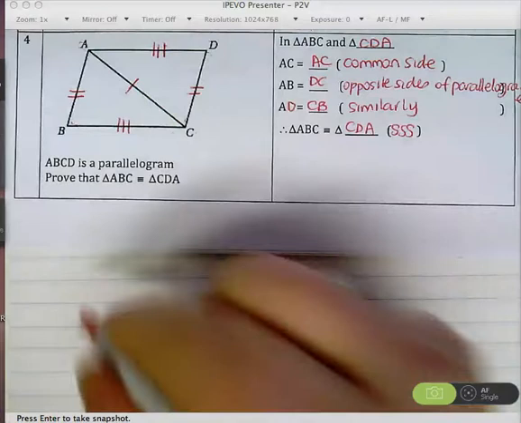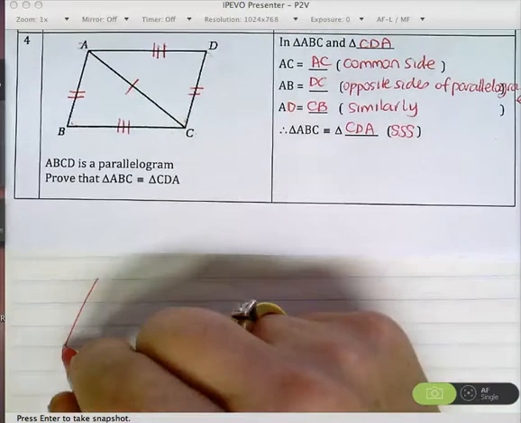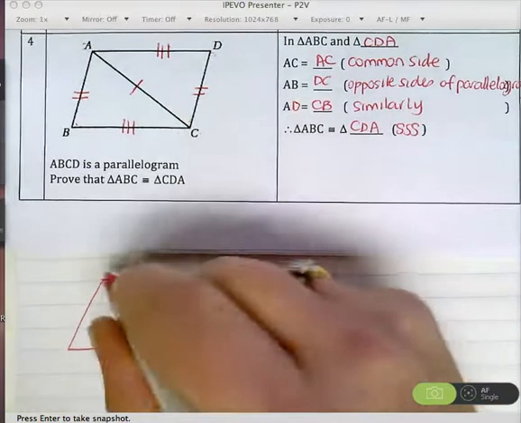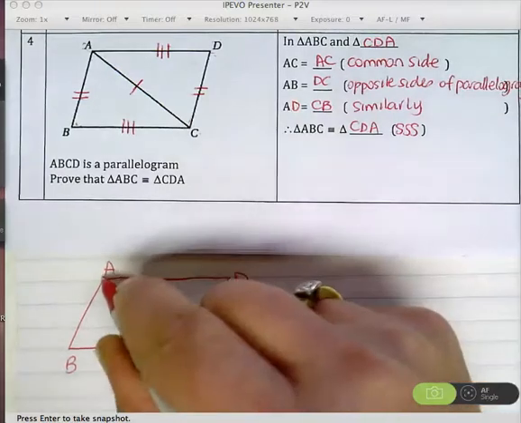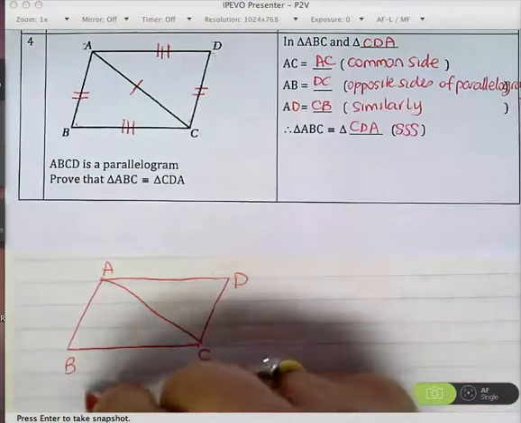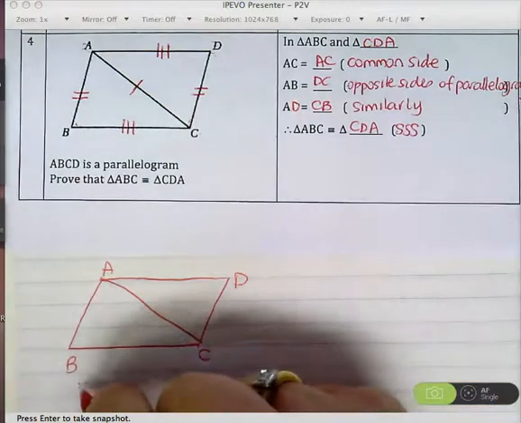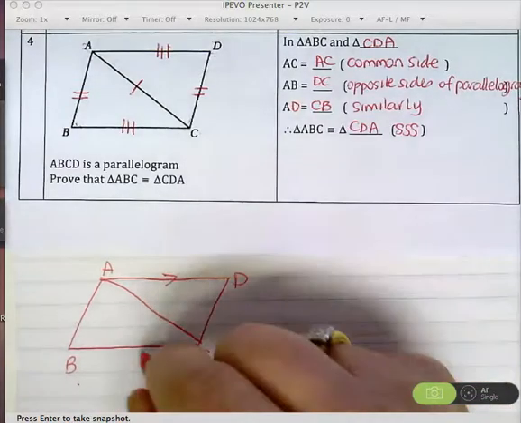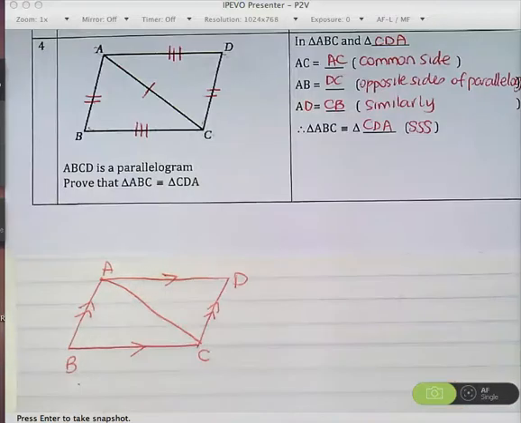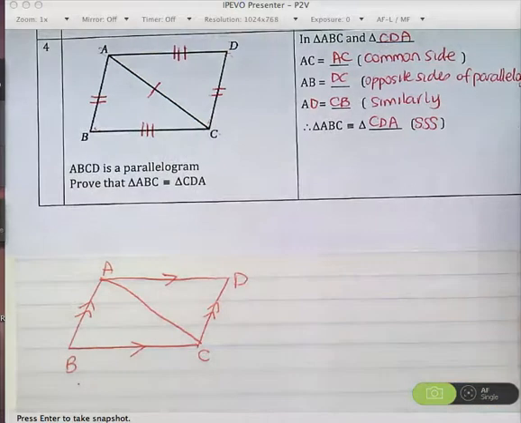Okay, so I'm going to do this question again. So I'm going to draw my parallelogram, which is ABCD, and I'm going to put in this diagonal. We know that ABCD is a parallelogram, so I'm going to put in the parallel sides this time. And I want to prove that triangle ABC is congruent to triangle CDA.